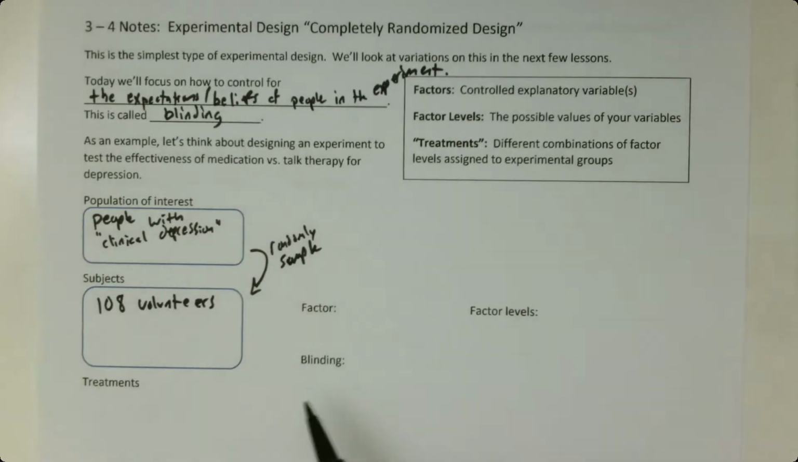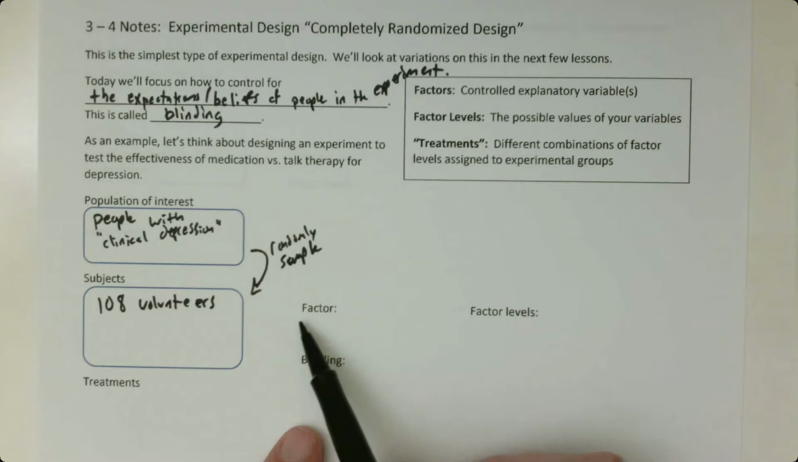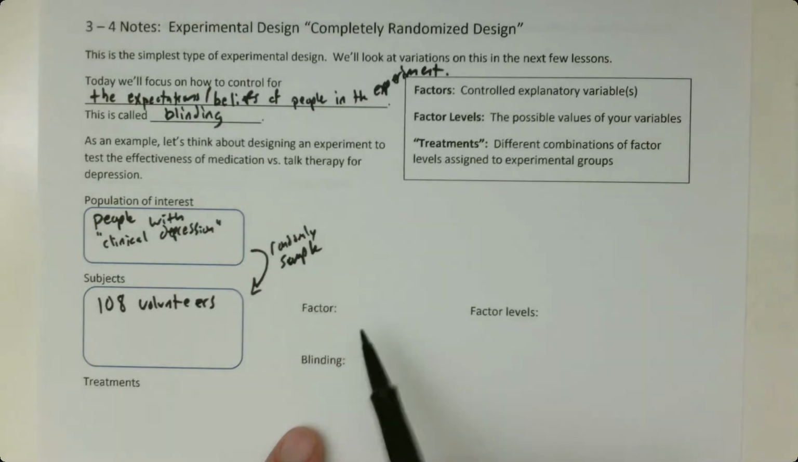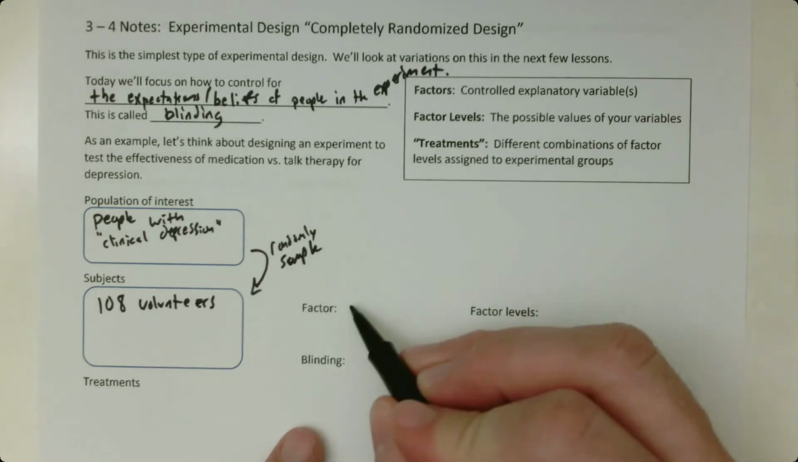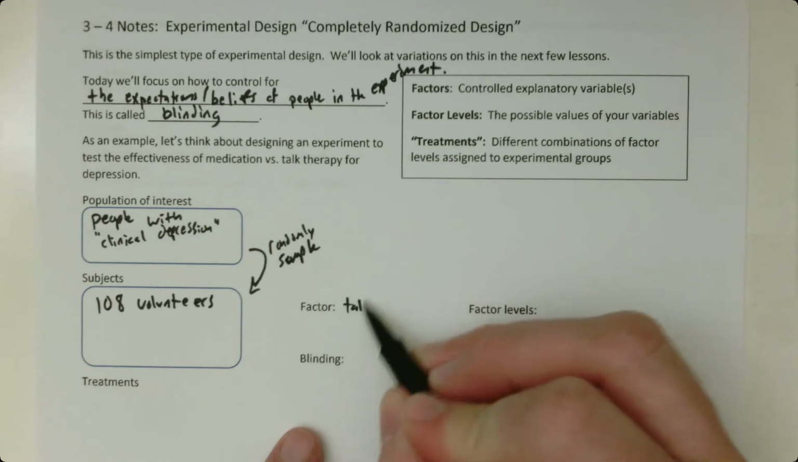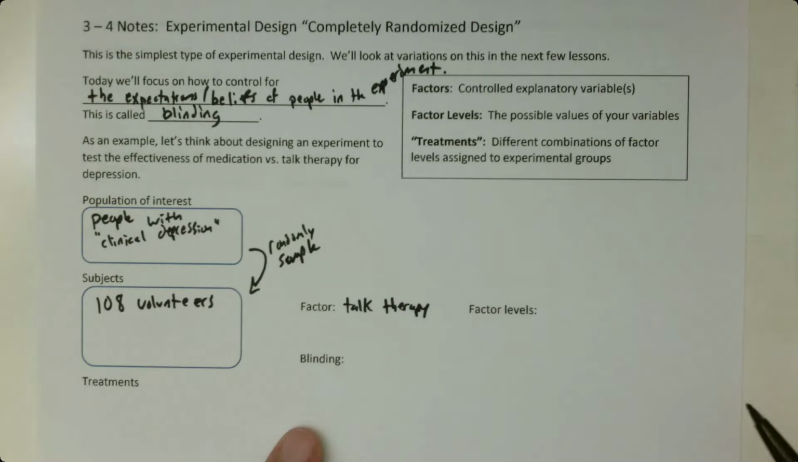So let me introduce you to a couple new pieces of vocabulary. So before we talked about an explanatory variable. Once you're talking about experimental design, that's often called a factor. So let's say we're only going to look at talk therapy. So the factor is talk therapy, like did they participate in talk therapy or not.